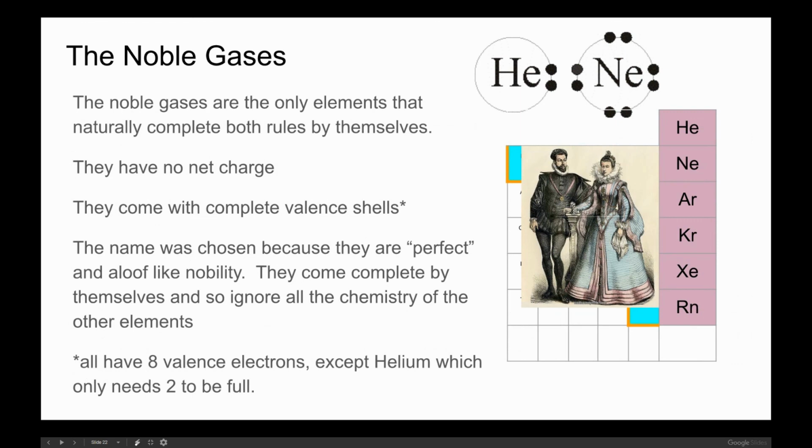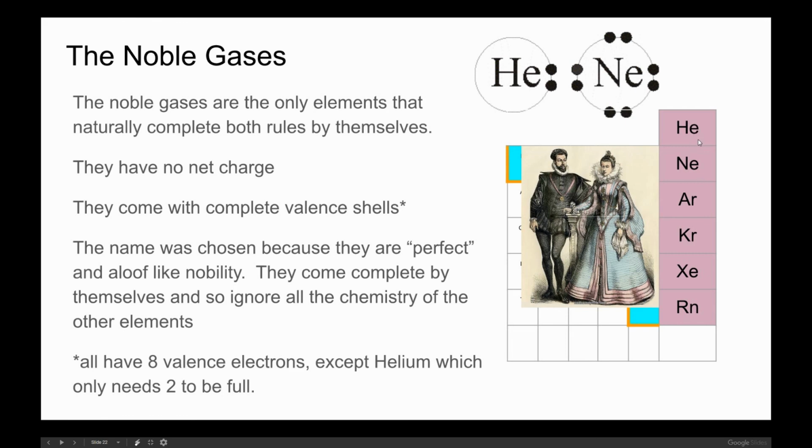The noble gases on the far right have no participation in chemistry. They have no net charge. They come with complete valence shells, so they are essentially perfect. And the end result is they will not react with other elements to complete their valence shells. So they were given the name noble gases or today inert. But they're like pompous, like, no, I didn't want to play with you. I am perfect the way I came.